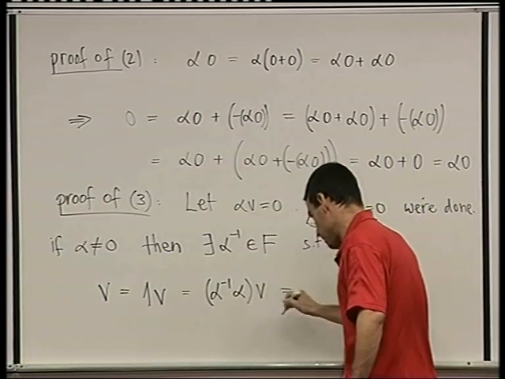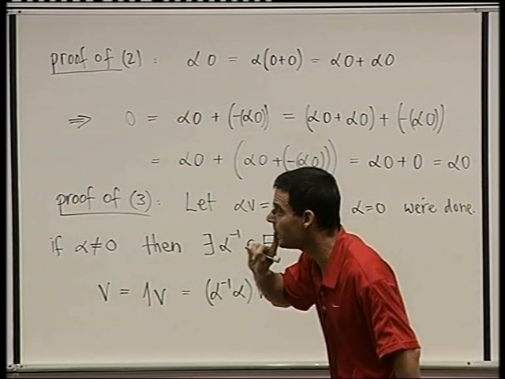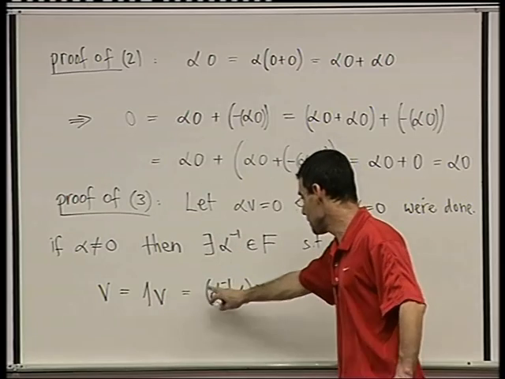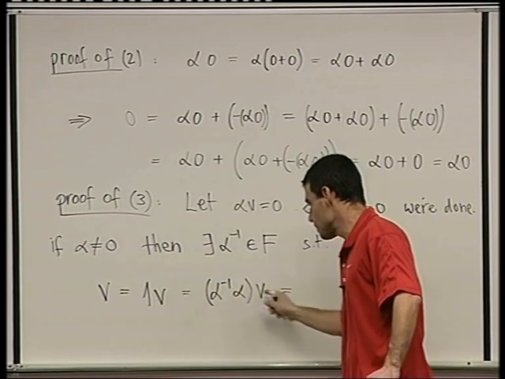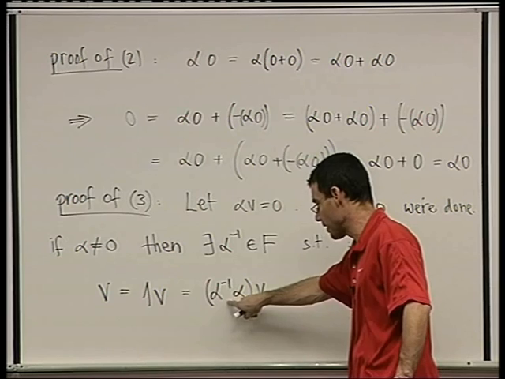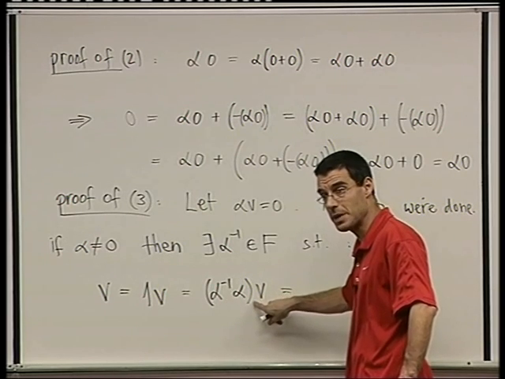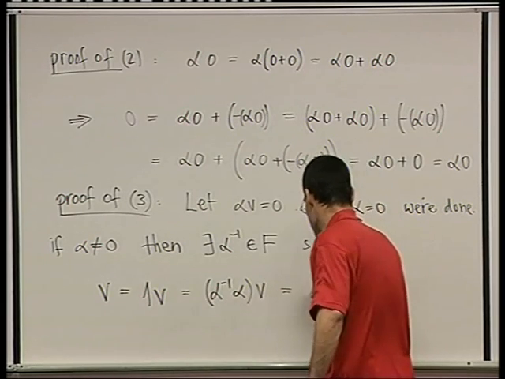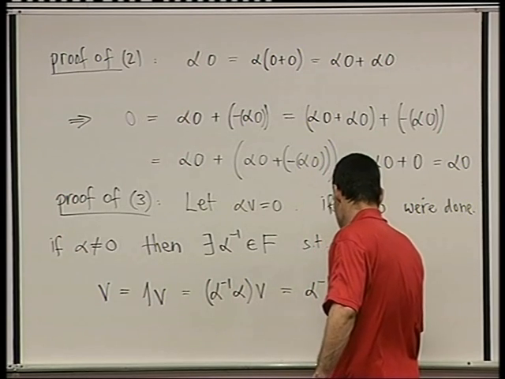Now we're using the property of the vector space, property number 5, that this product, here it's a product in the field and here it's a product in the vector space, is associative. So we can write this as alpha inverse times alpha v.